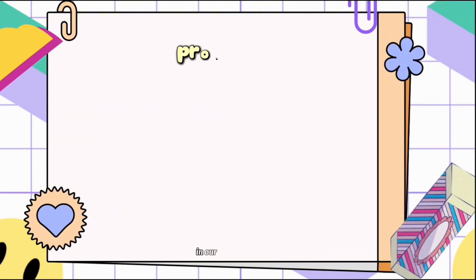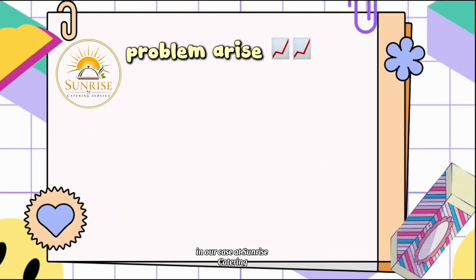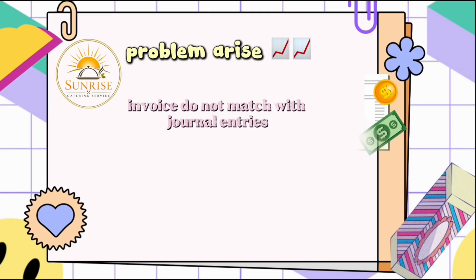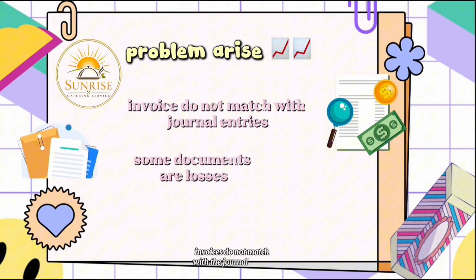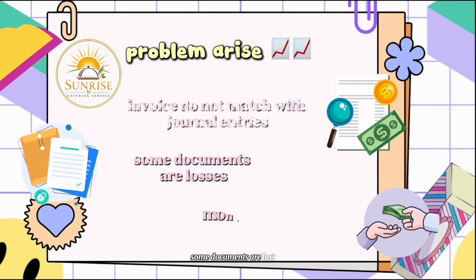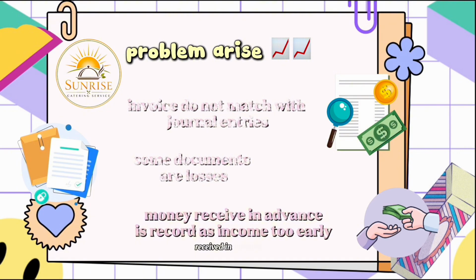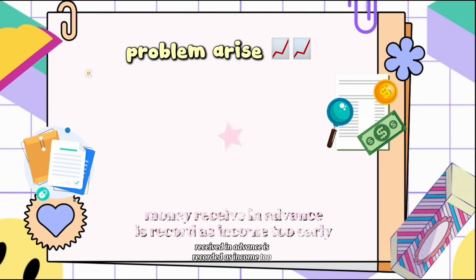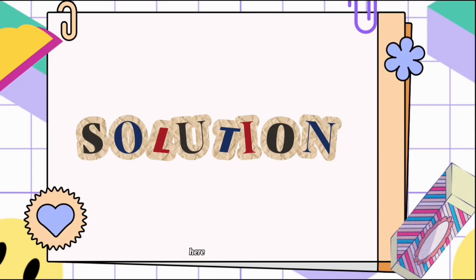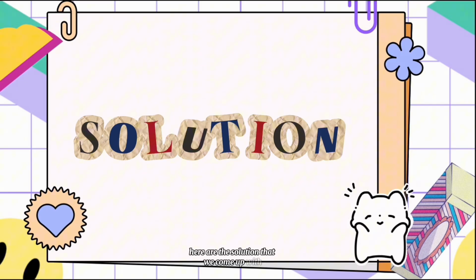In our case at Sunrise Catering, there are some problems, such as invoices not matching the journal entries, some documents being lost, and money received in advance being recorded as income too early. Here are the solutions that we came up with to solve the problem.